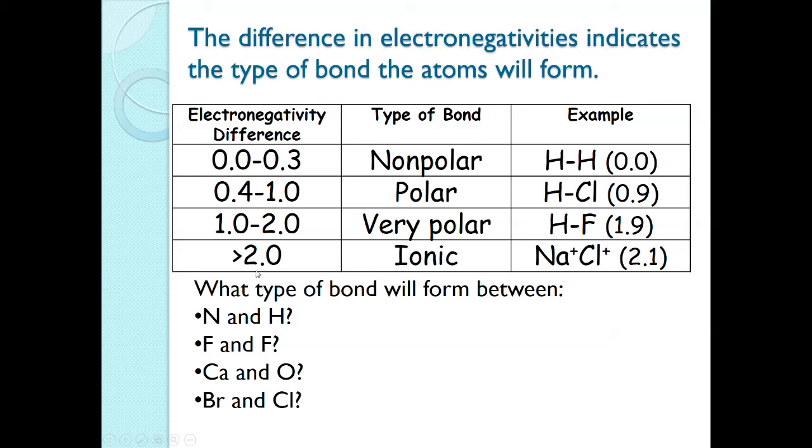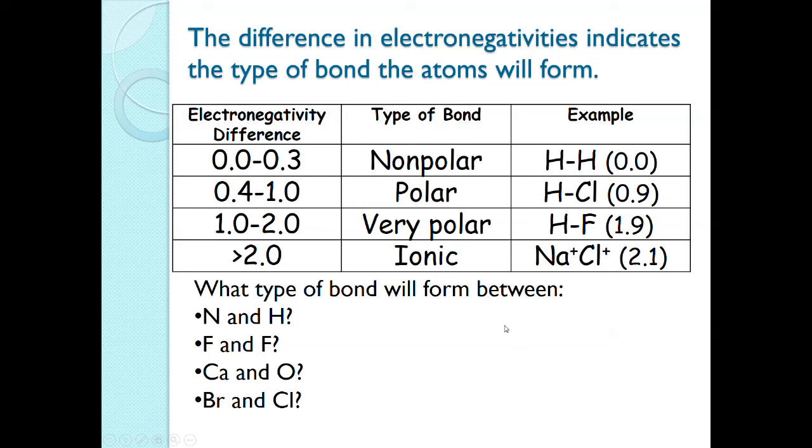Okay, and then if they have an electronegativity difference of more than 2, then it's considered an ionic bond. So for example, sodium and chlorine would be a 2.1, so it's an ionic bond. And then don't forget, ionic compounds are a metal and a nonmetal. Okay, they do not share electrons, so it's an ionic bond. Okay, so let's go ahead and take a look at our last 4 examples.